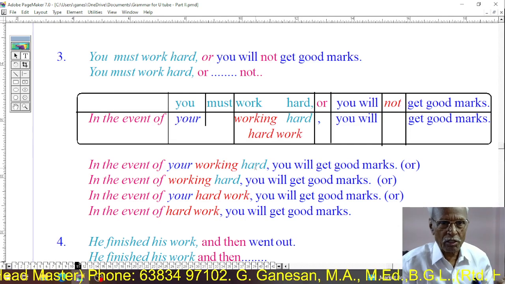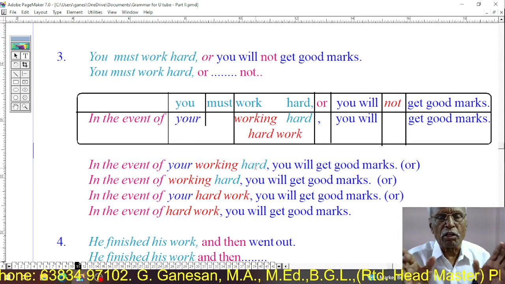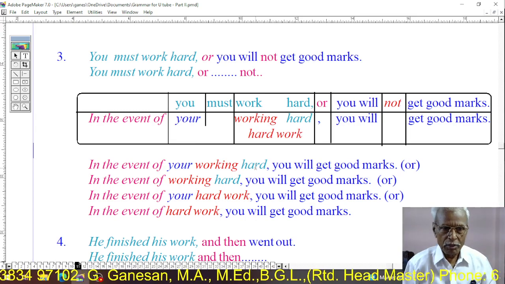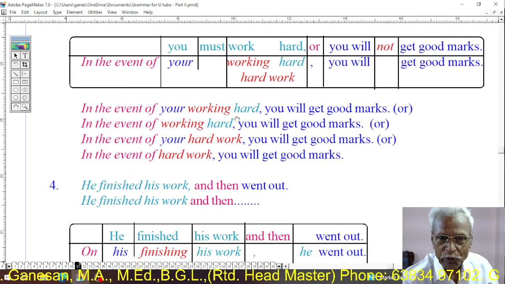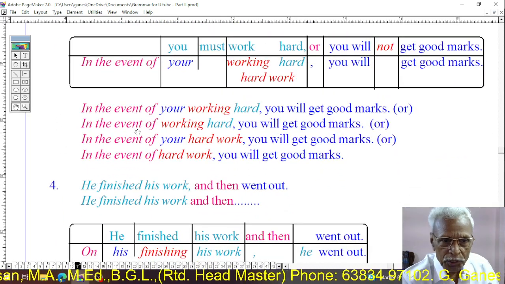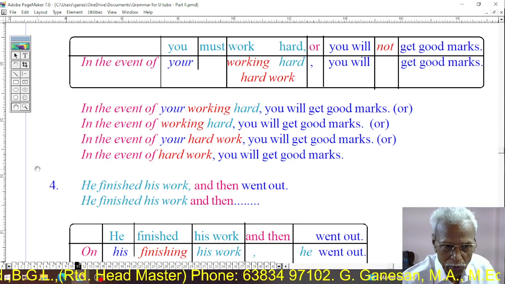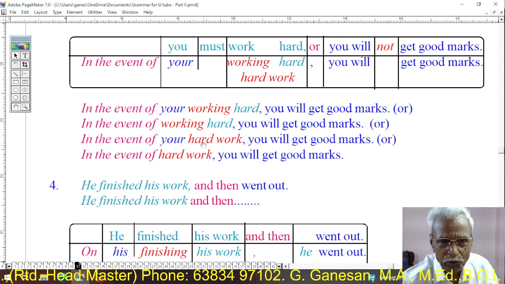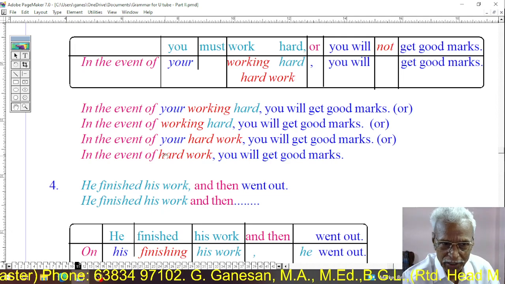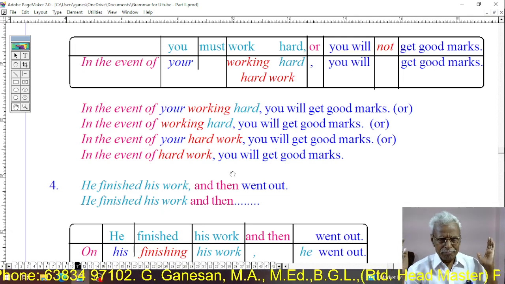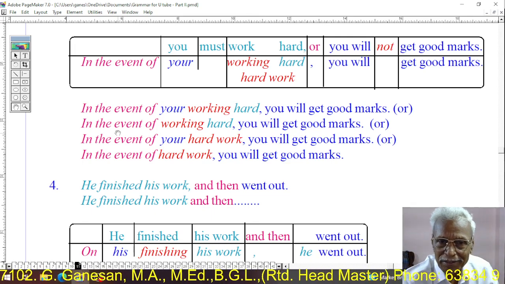So, you must work hard or you will not get good marks. In the event of working hard, you will get good marks. See, this can be done in four ways. In the event of you working hard, you will get good marks. Or in the event of working hard, without the "your", you will get marks. In the event of your hard work, you will get good marks. Or in the event of hard work. The sentence can be converted into a phrase in these four ways.